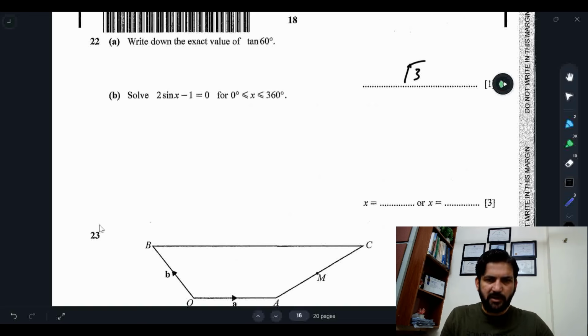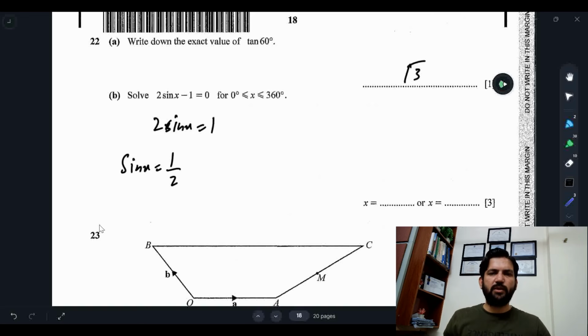Now let's see this one, solve 2 sine x minus 1 equals 0. If we rearrange it, 2 sine of x is equal to 1, so sine of x is equal to 1 by 2. So x will be equal to sine inverse of 1 by 2. This will be the reference angle. Sine inverse of 1 by 2 is 30 degrees, so the reference angle is 30 degrees.